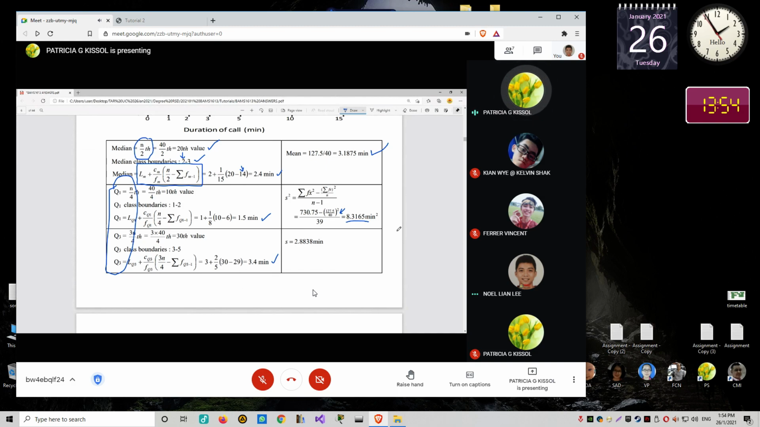Oh, I square rooted it already. Correct. No, it's 8.3165, right? So when you square root it, you get 2.8838, because this is the standard deviation. I got exactly the same on the calculator. Yeah, so that's it. I hope you guys understand how to do the calculation.